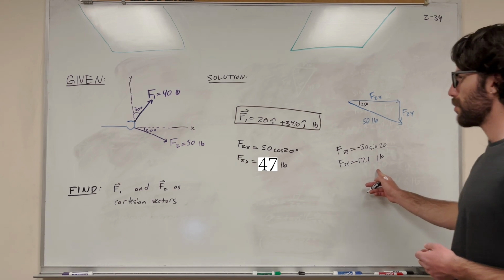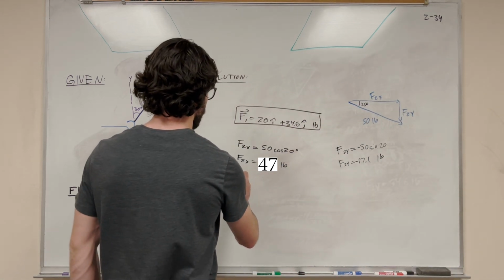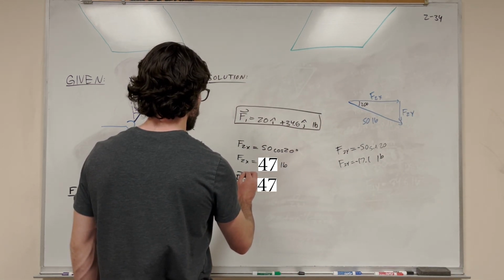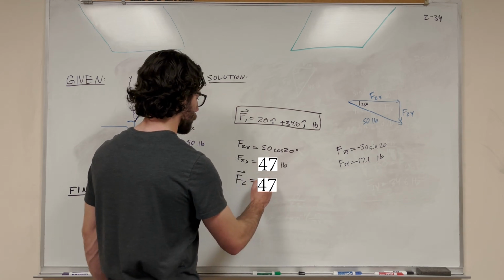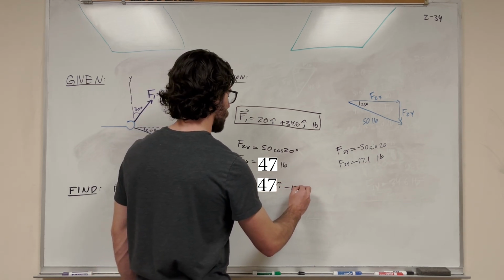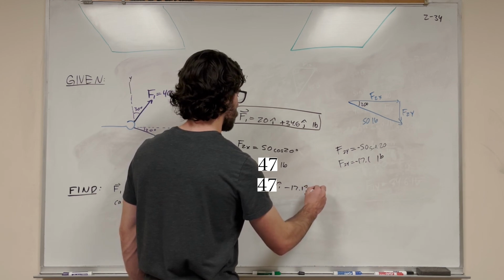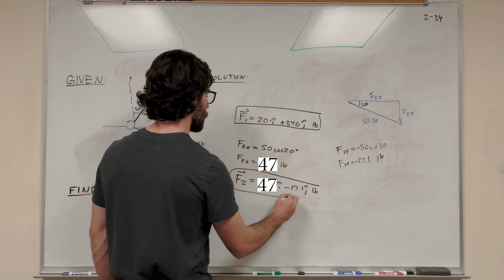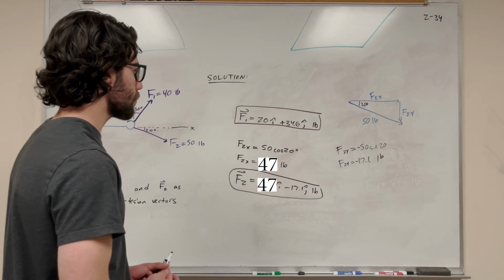So negative 17.1 pounds. So if we write force 2 as a Cartesian vector, we're simply just going to do 42.0 i minus 17.1 j pounds. And there we go. We solved the problem.